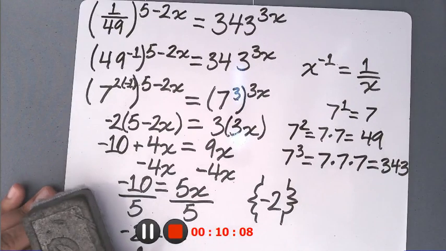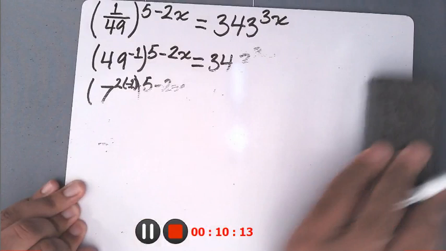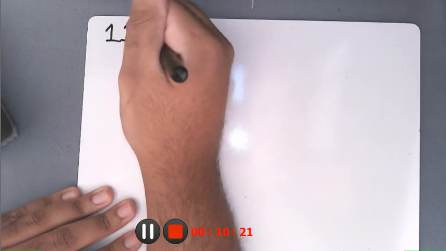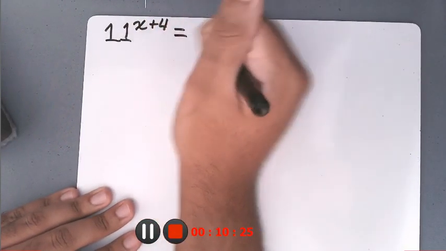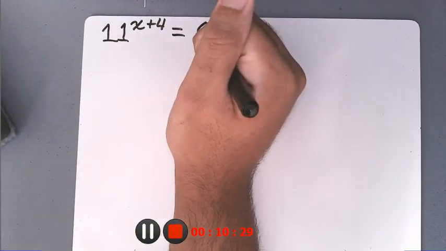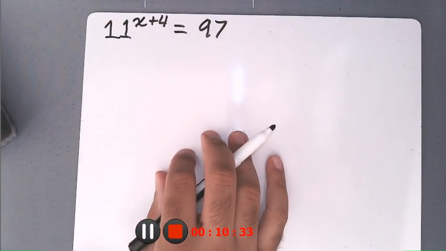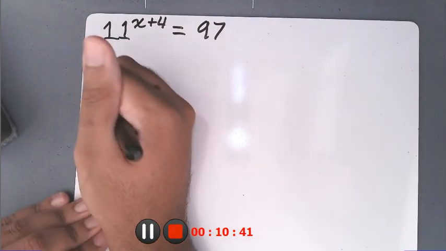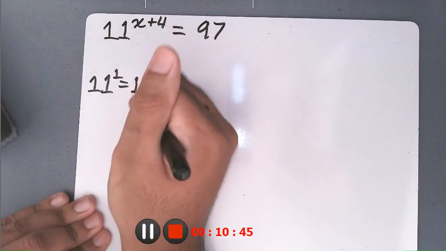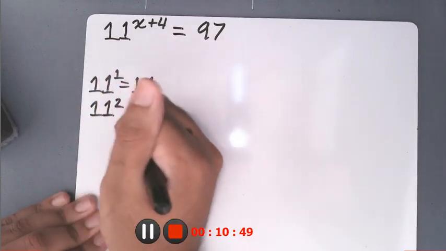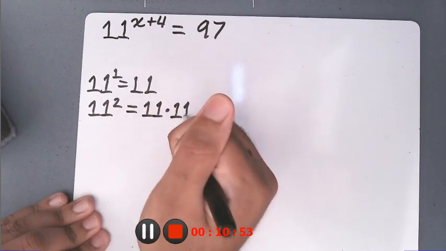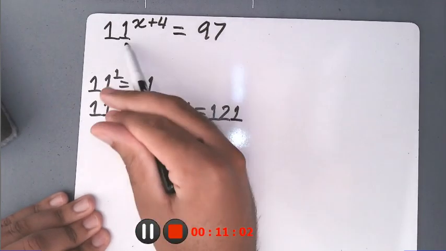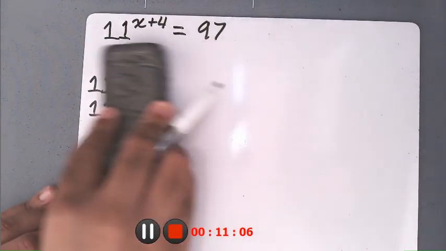Okay, so with our next problem, I am going to have 11 to the x plus 4 power equals 97. So here, notice how 11 is a prime number. 11 to the first power is 11, but 11 squared is 11 times 11, which equals 121. So here we cannot represent 97 as a multiple of 11, so we are going to have to use a different method here.